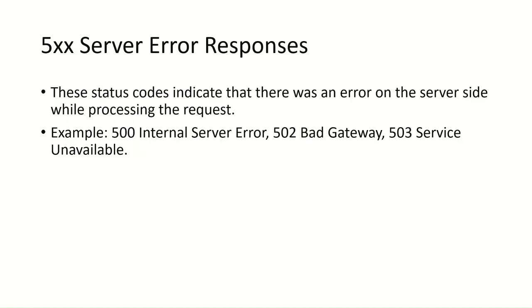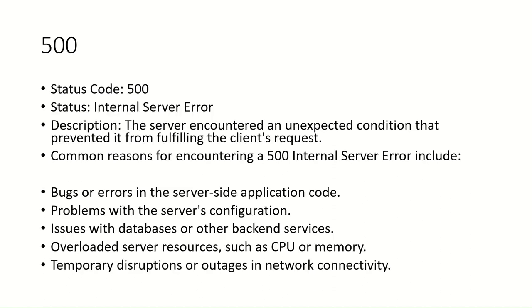Now let me go to the next family of HTTP status codes, which is 5xx, server error responses. This status code indicates that there was an error on the server side while processing the request. So simply this includes all the errors coming from the server side. Examples are 500, which is internal server error, 502, which is bad gateway, and 503, which is service unavailable. So let me discuss the 500. Its status code is 500 and the status name is internal server error.